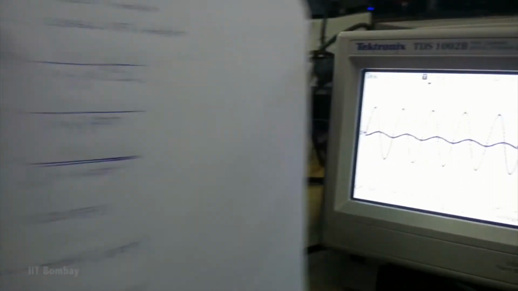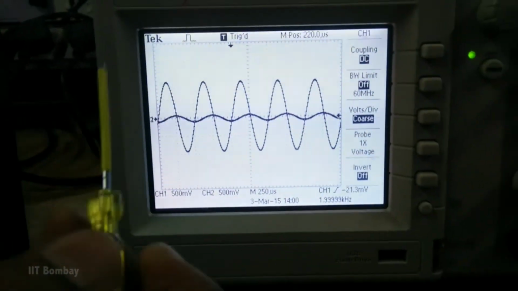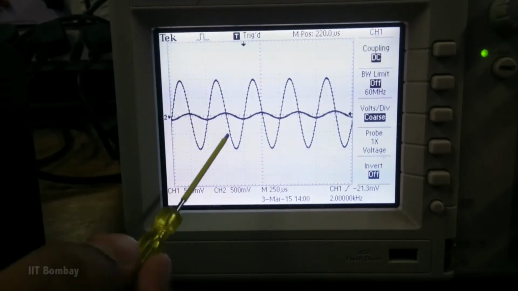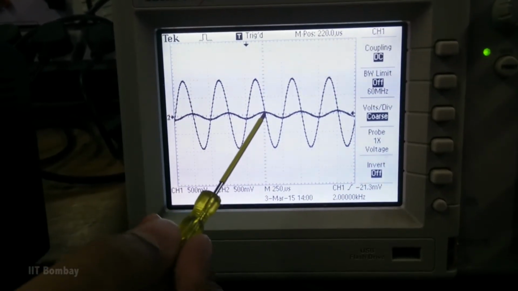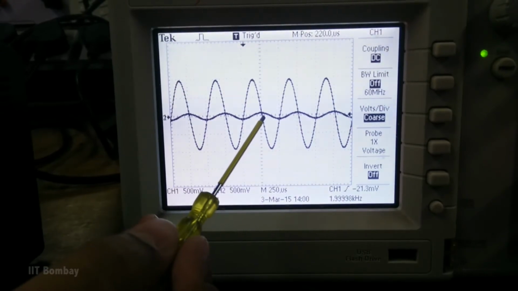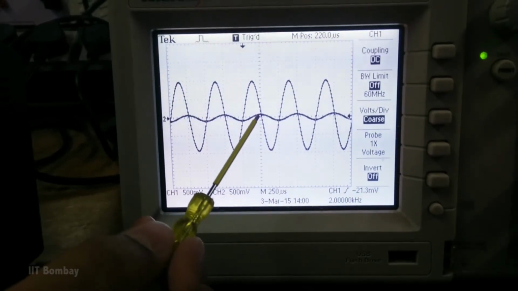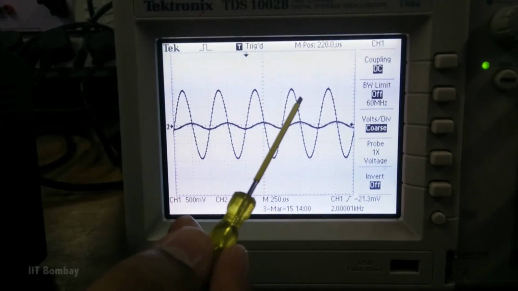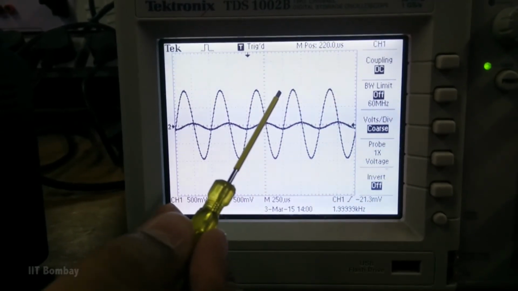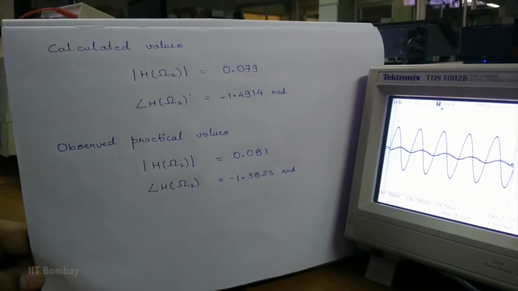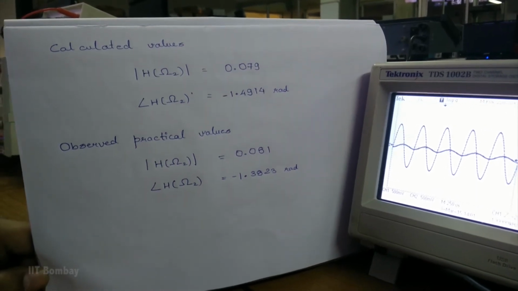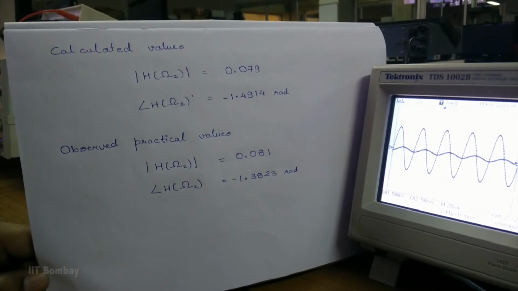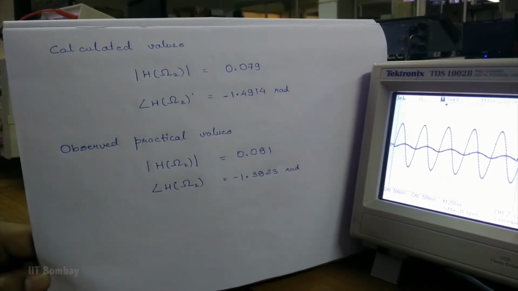Now on the oscilloscope you can see that the wave with the larger amplitude is the input and the wave with the smaller amplitude is the output.